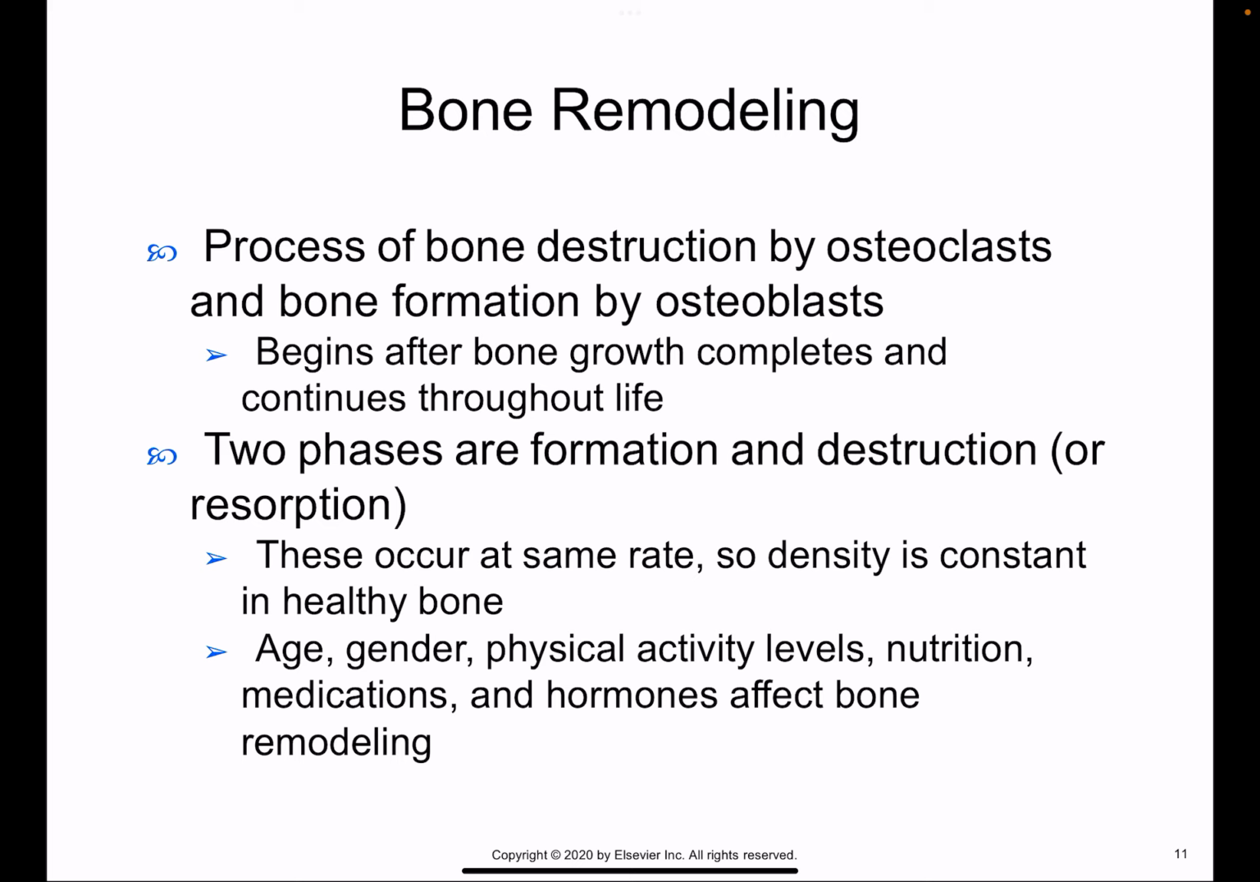Now, bone remodeling is the process of bone destruction by the osteoclasts and bone formation by the osteoblasts, right? So this is going to happen throughout your life, especially in your adolescence to teen years when you're constantly growing. It begins after bone growth completes and continues throughout life. So pretty much you're going to see a bit of this.